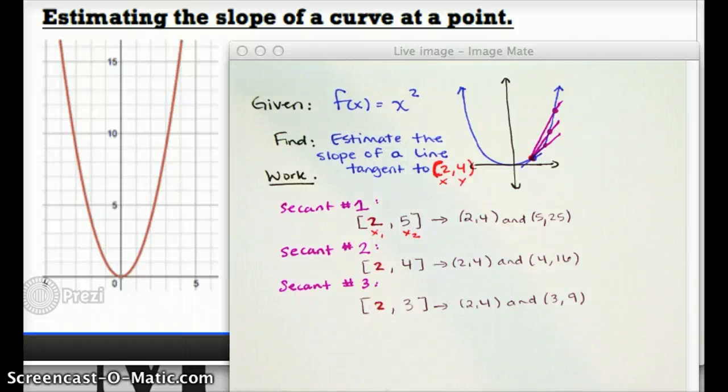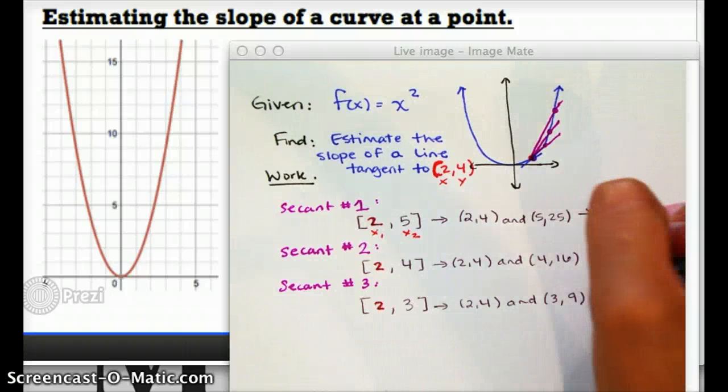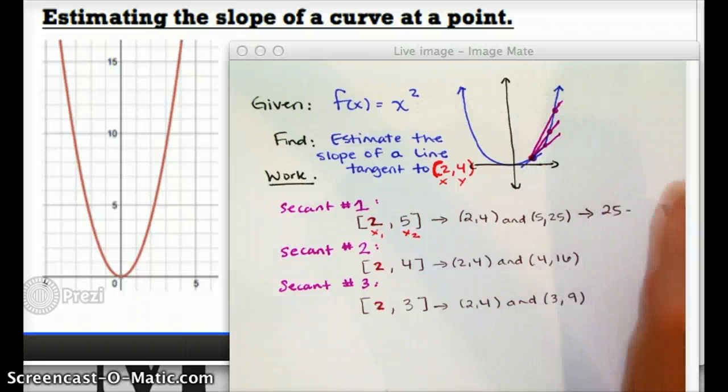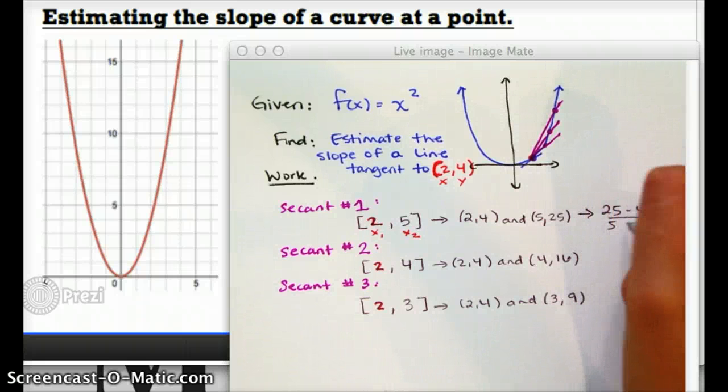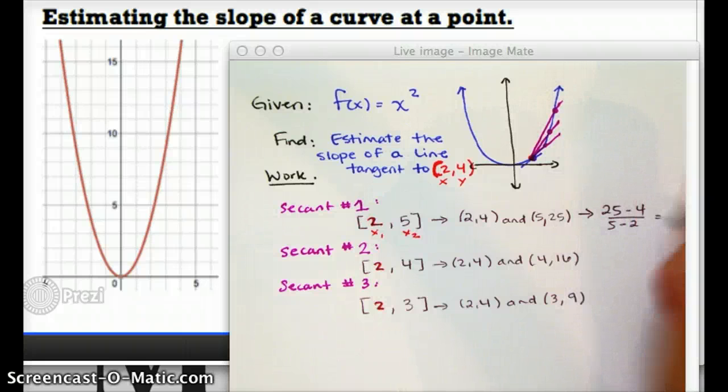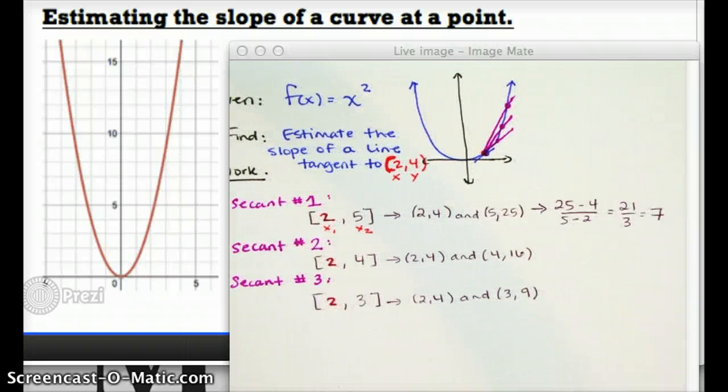I'll go ahead and do that for the first one, and then we'll pause just to get the calculations done. y2 minus y1 is going to be 25 minus 4 over x2 minus x1 gives me 21 over 3, which turns out to be a slope of 7. Oops, up at the top. Go ahead and calculate the other ones. Estimate decimal values if you need to.